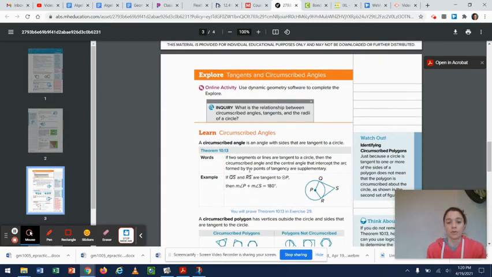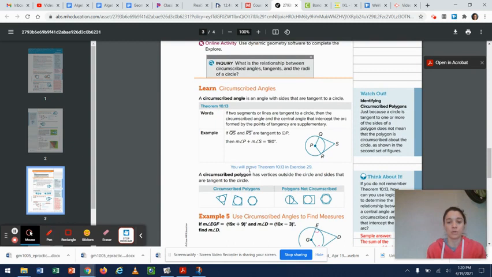All right, now circumscribed angles. A circumscribed angle is an angle whose sides are tangent to a circle. So you'll see here that you have QSR being a circumscribed angle. If two segments or lines are tangent to a circle, then the circumscribed angle and the central angle that intercept the arc formed by the points of tangency are supplementary. So what they're saying is that P and S are going to add to 180 right here.